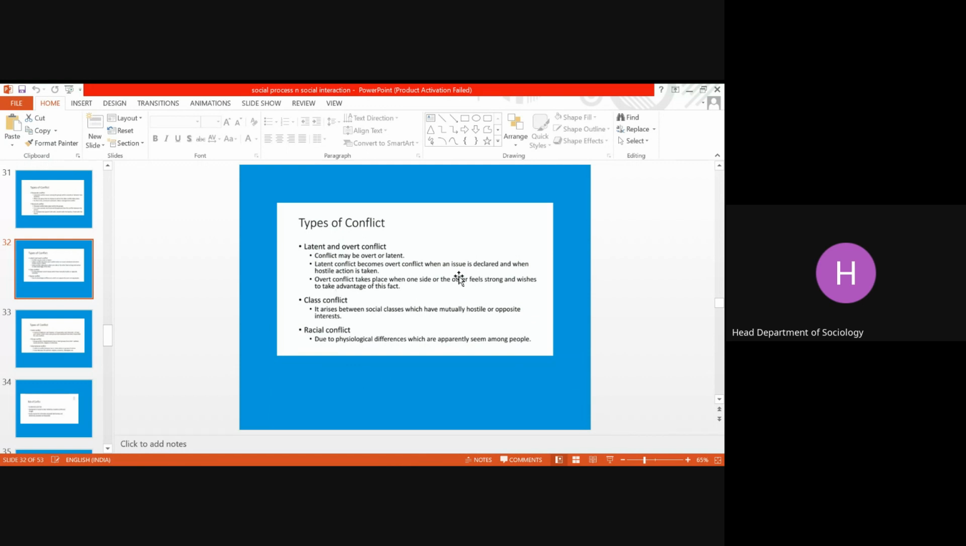Overt conflict takes place when one side or the other feels strong and wishes to take advantage.